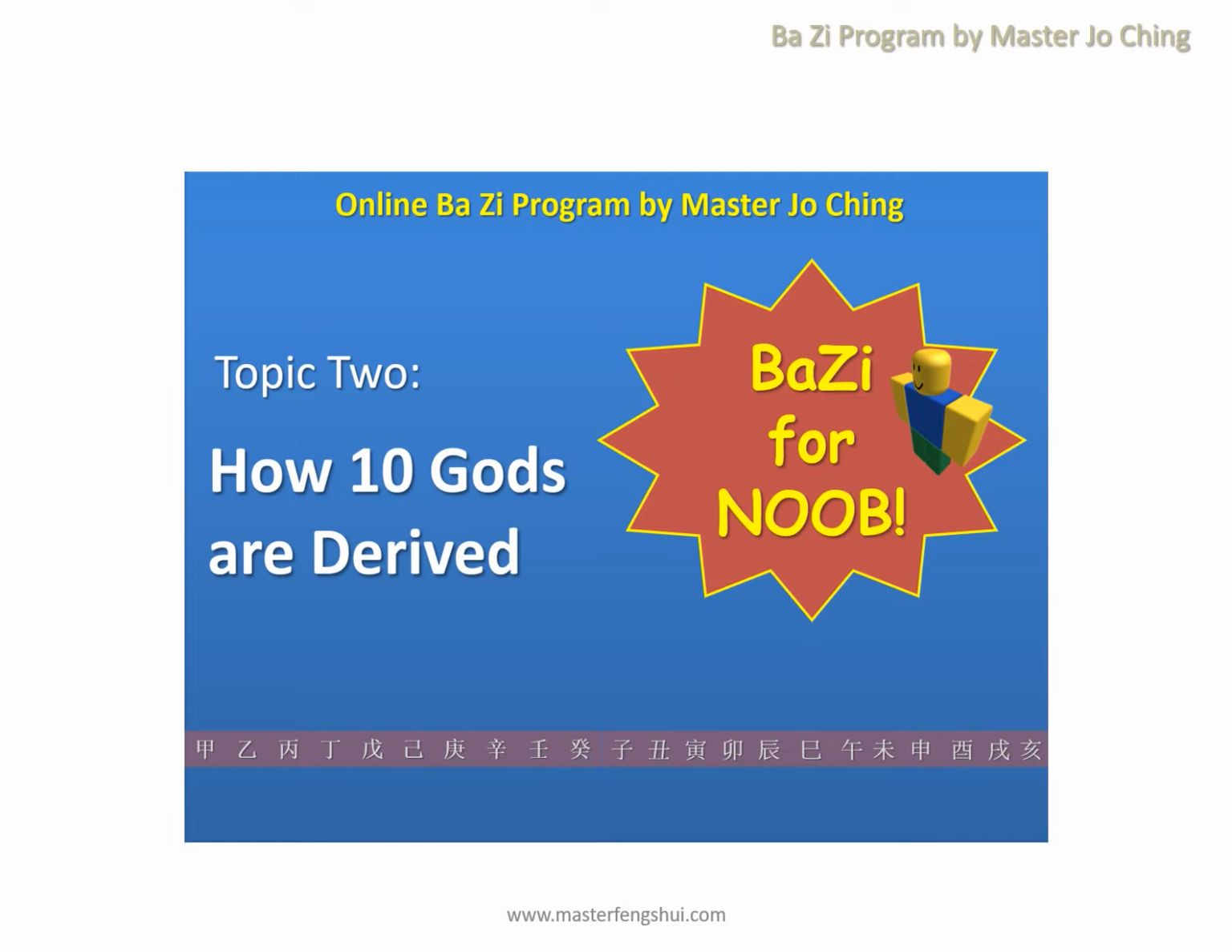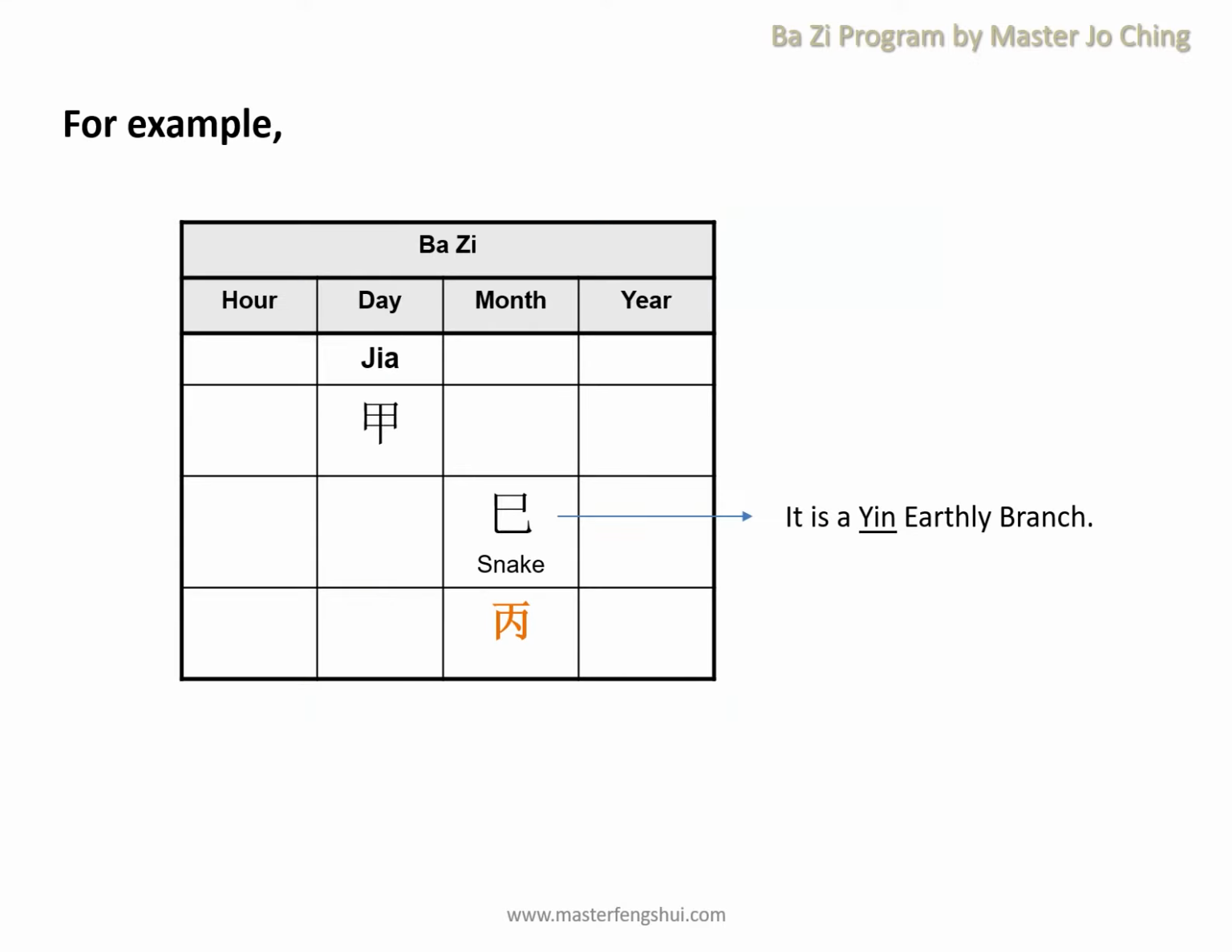I urge you to go and watch this if you are not familiar with how the 10 gods are derived. So let me now show you some common mistakes that practitioners make. For example, if you belong to the Jia Wood Day Master, you have a snake here in your month. The snake is number 6 in position. It is a yin earthly branch.